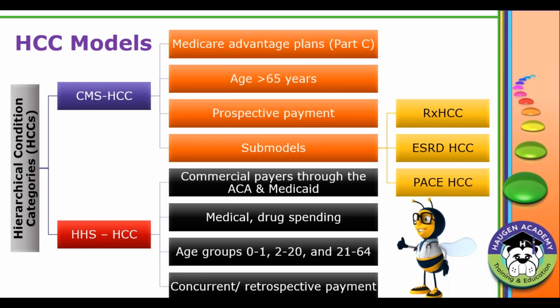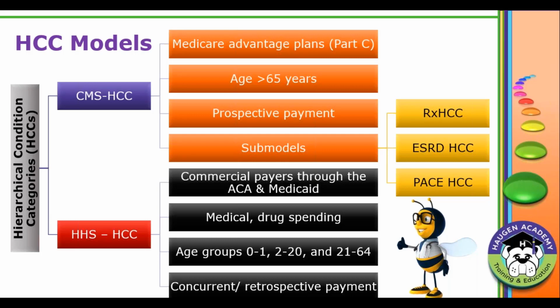But just going over the two basic HCC models that are being used right now. The one that I think most people are familiar with is the CMS version, the CMS HCCs, which are used to cover patients who have Medicare Advantage, or Medicare Part C. So these are patients who are over the age of 65. This is a prospective payment where, for those of us on the facility side, we're very familiar with the term prospective payment, where the payments are figured in advance for what will be paid in the future.